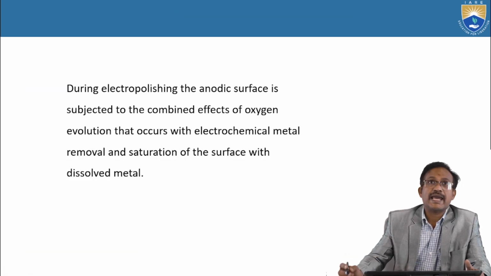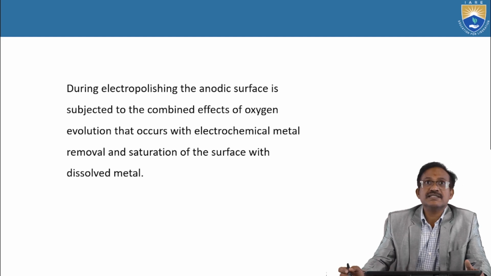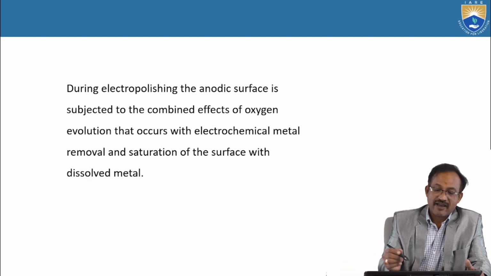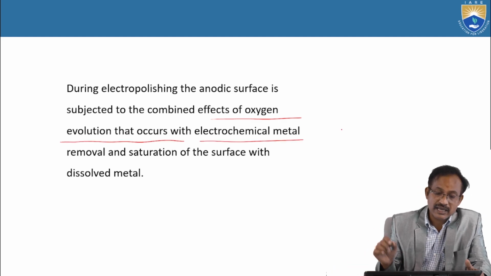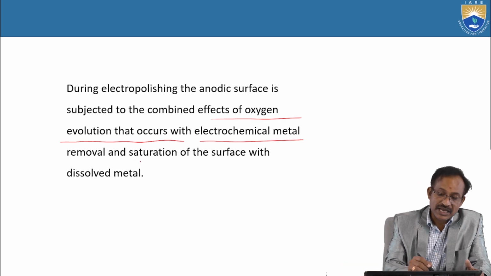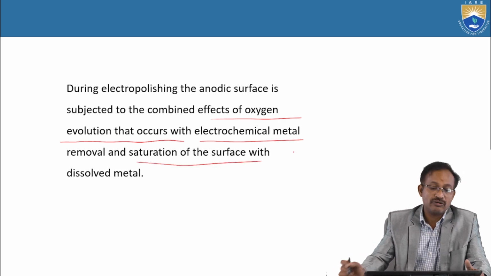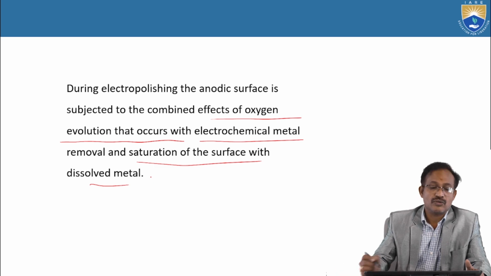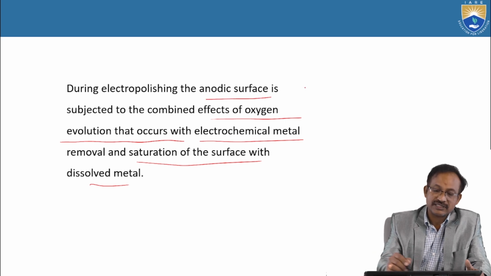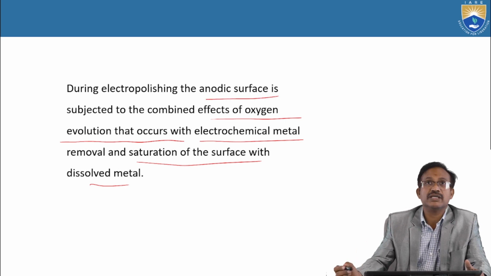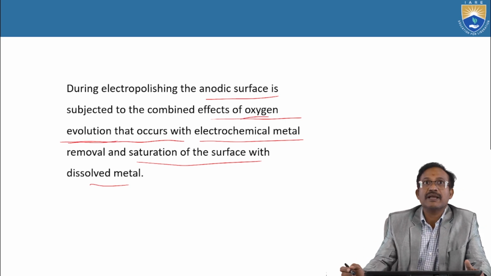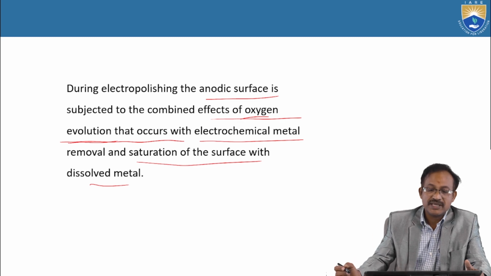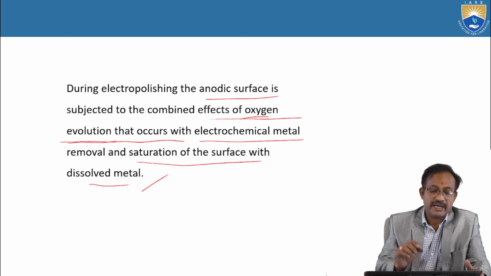During electropolishing, the anodic surface is subjected to the combined effects of oxygen evolution that occurs with the electrochemical metal removal and saturation of the surface with dissolved metal. So what is happening in electropolishing? During electropolishing, the anodic surface, that is nothing but the workpiece, is subjected to the combined effects of oxygen evolution that occurs with the electrochemical metal removal and saturation of the surface with dissolved metal.